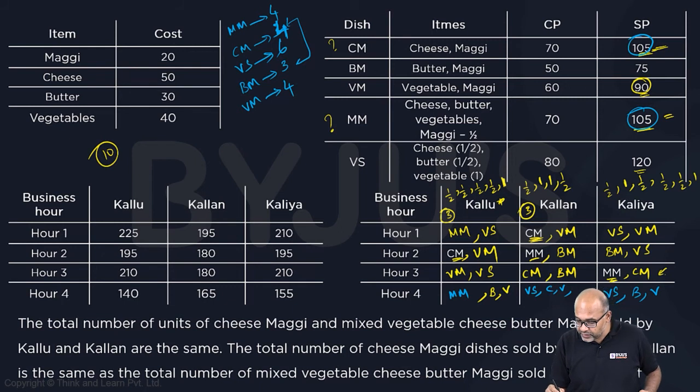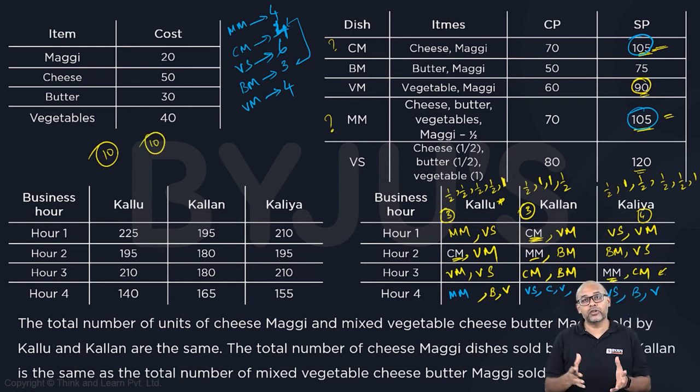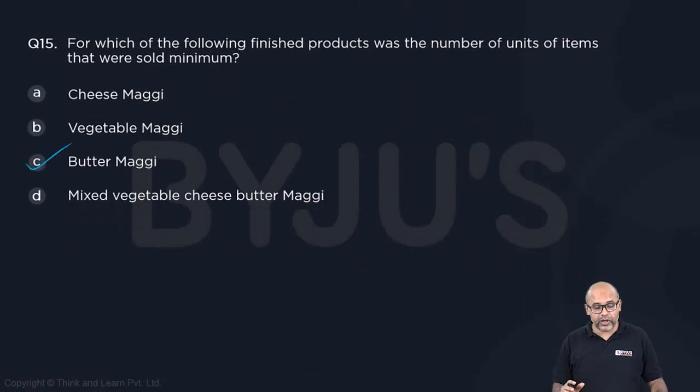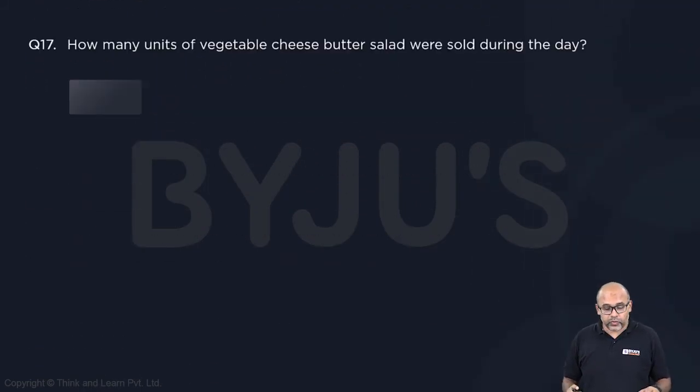So you have 1, 2, 3, 4 units. So again, you can see total is 3 plus 3 plus 4. It is 10. So yes, butter total and cheese total are adding up. Hence, thankfully we don't have to check for too many things. The first one itself is correct. That's your answer.